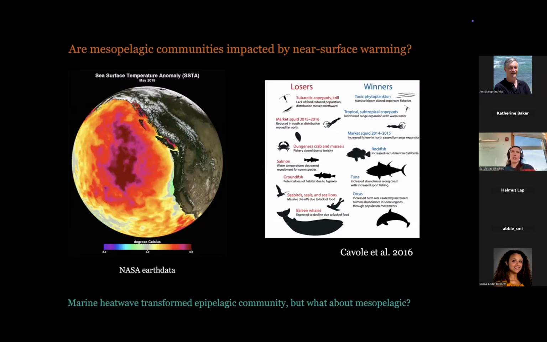This has been really well documented, and while it varied by organism, overall it had a profound effect on epipelagic communities. But it's less clear whether this surface warming event had an effect on the mesopelagic community, which again is still going to be responding to what's happening directly above it.